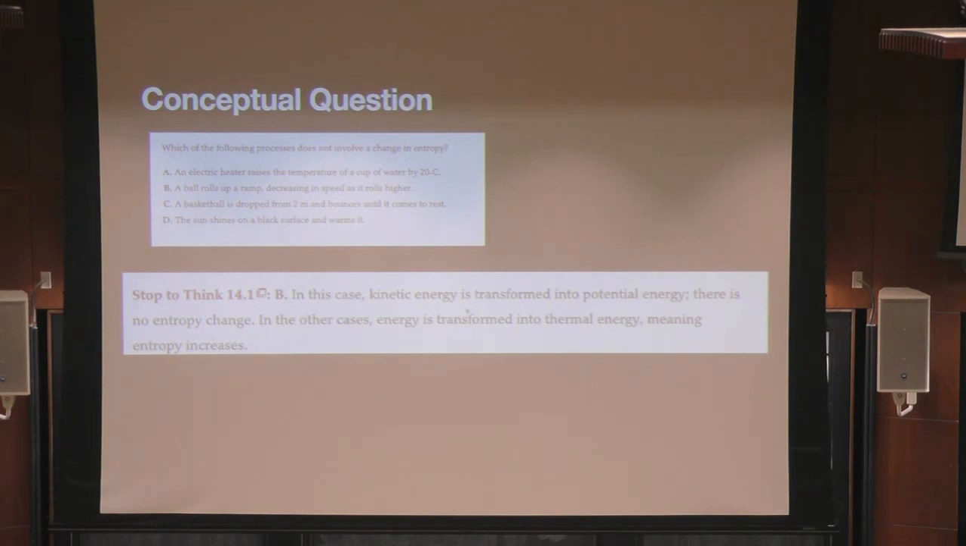Okay, so it's B. The ball rolls up the ramp, decreasing in speed as it rolls higher. Now, what's going on here? Why is it B? Here's why. It didn't say anything about there being friction involved, so all of the energy is conserved. There's just energy transformed from kinetic to potential energy, and the process is perfectly smooth with no friction along the way. So in that case, there's not a change in entropy.